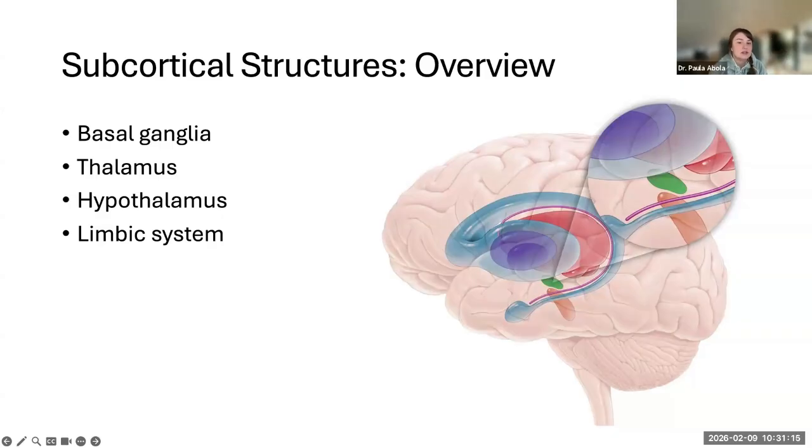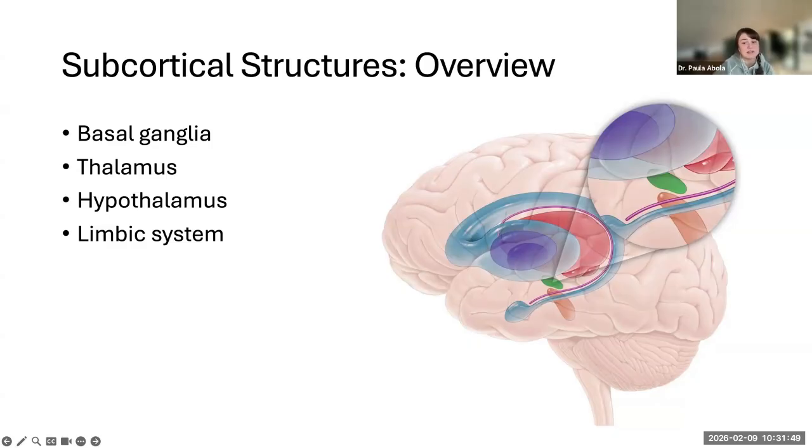So while these are not directly involved in higher level conscious processing in the same way as the cortex, they play essential supporting and regulatory roles that allow cortical functions to operate smoothly and effectively. So subcortical structures are especially important for movement, motivation, memory, and emotional regulation. So for example, the basal ganglia are deeply involved in motor control and habit learning.